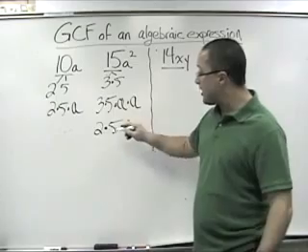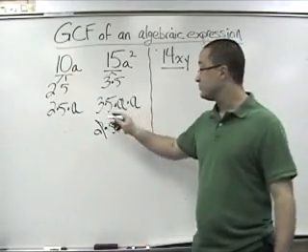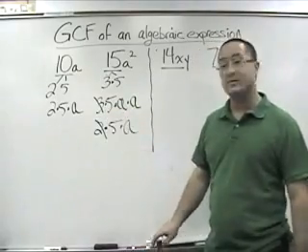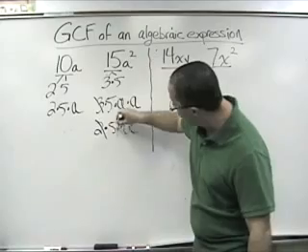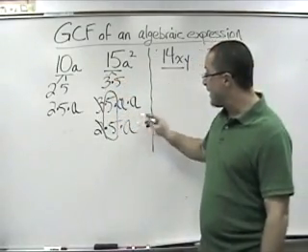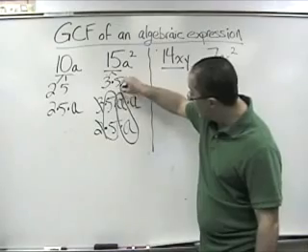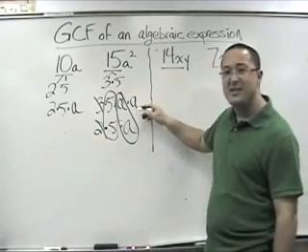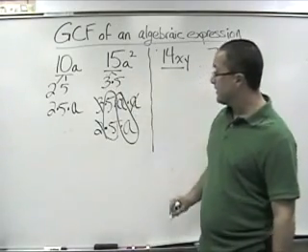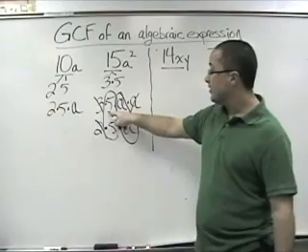Do they have any 2's in common? No. How about any 3's? No. How about 5's? Yes, they do. They have 5's in common right here. Okay? How about a's? Yes, they do. They have a's in common right here. How about this a? This a's an extra. Get that a out of here. So what do both of these numbers have in common?